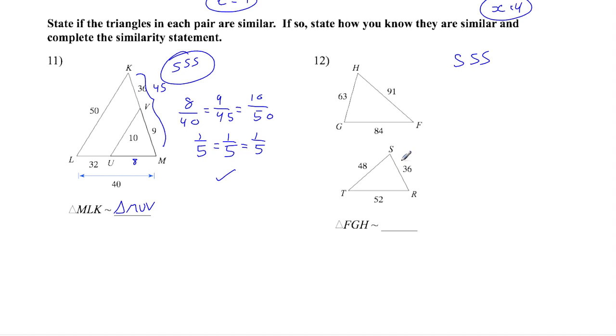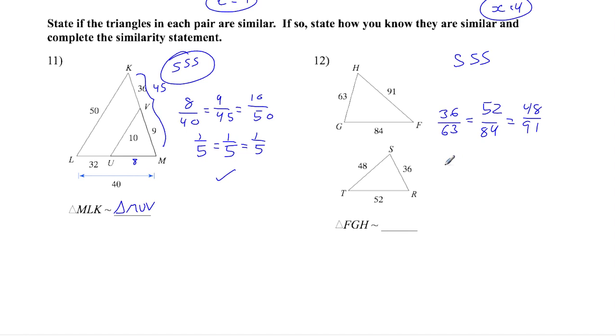Careful with the orientation. It looks to me like maybe 36 goes with 63. So we can say, all right, 36 to 63, that's going to equal, if I'm going from bottom to top, 36 to 63 equals 52 to 84 equals 48 to 91. So this one, we can reduce, we can play around with the different decimals to get a reduced fraction, or you can put it into your calculator.